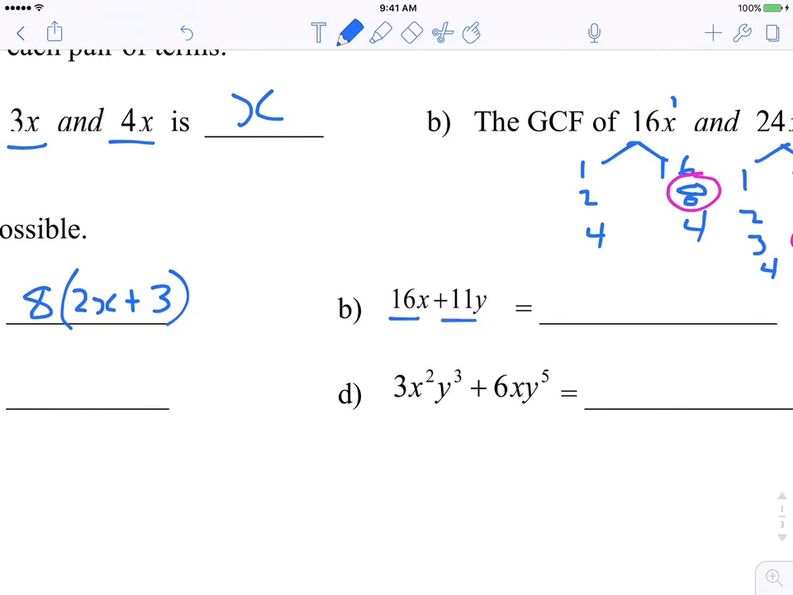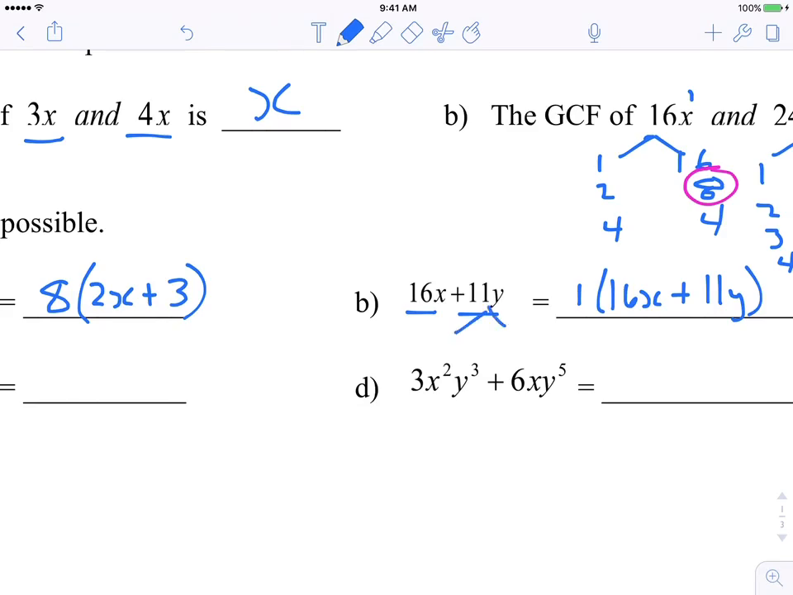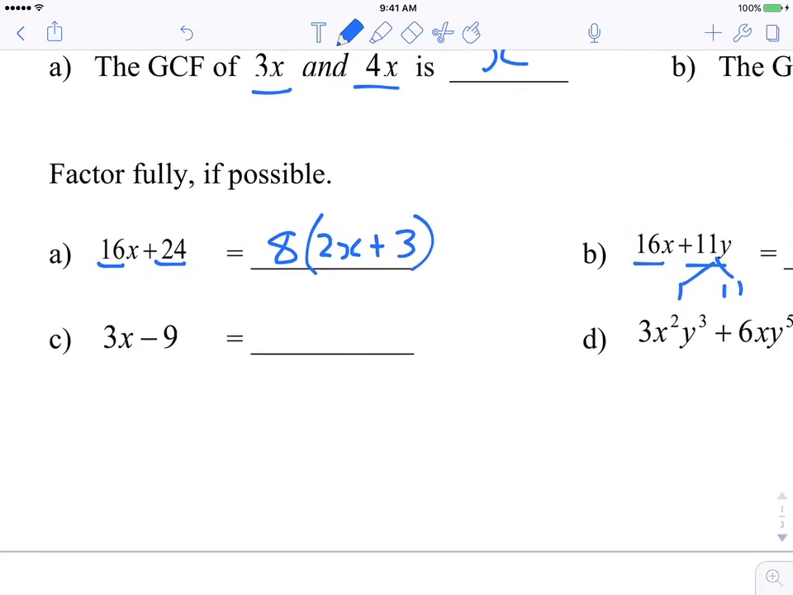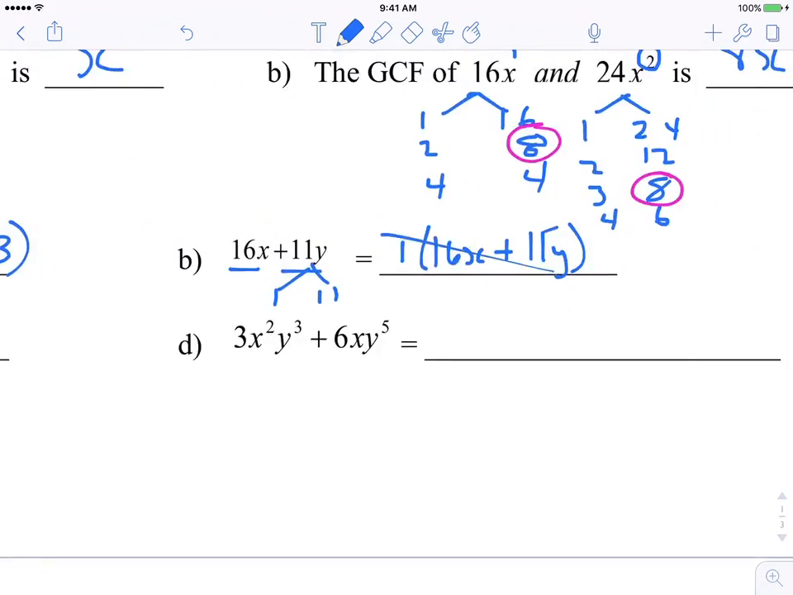Here, the greatest common factor is 1. So technically, it's really 1 times 16x and 1 times 11y, because there are no common factors between 16 and 11. 11 being a prime number, so only 1 times 11. In this case, we'd say not possible.